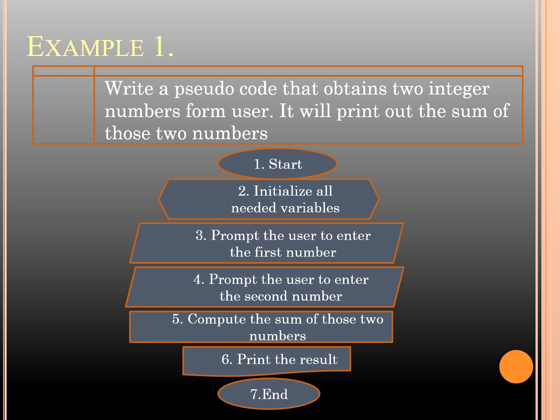Then as said in the instruction, two integer numbers. Now in the fourth step, we need to define the second number. So prompt the user to enter the second number. Then as instructed, we need to compute the sum of those two numbers. So in step 5, we compute the sum of those two numbers. Then to satisfy the condition, in step 6, print the result, then end the process.